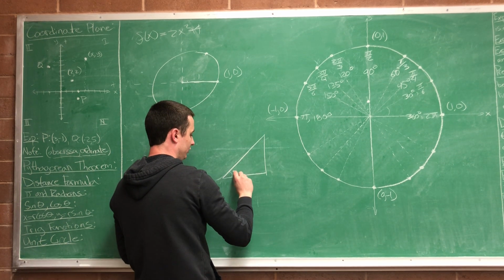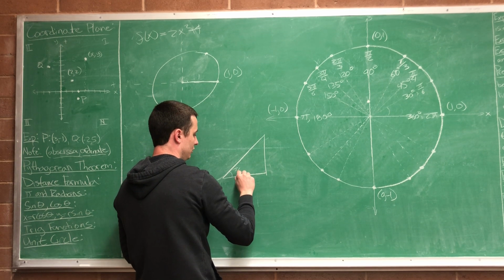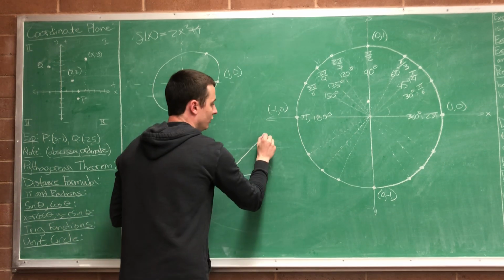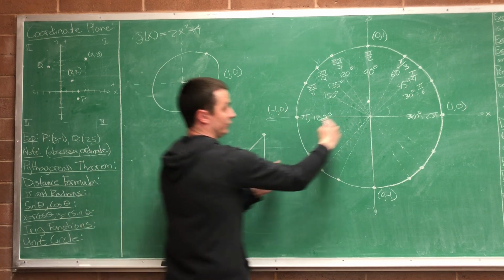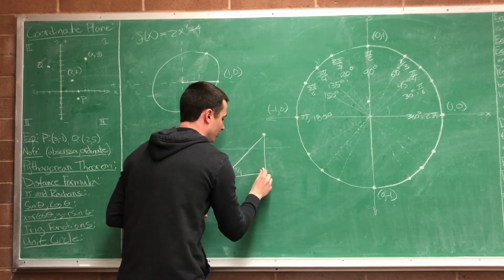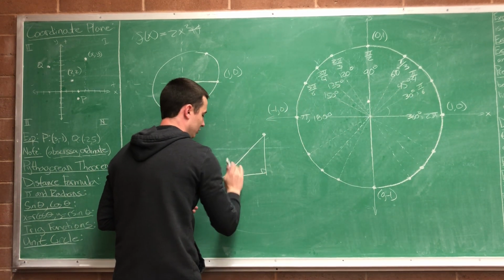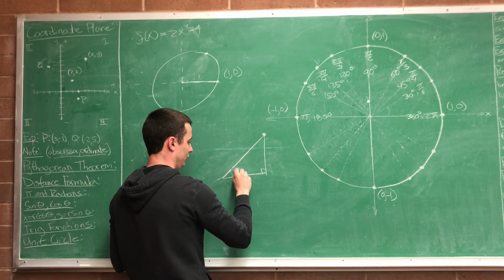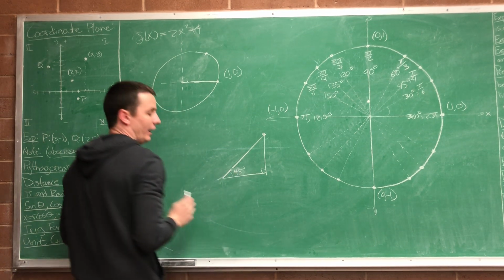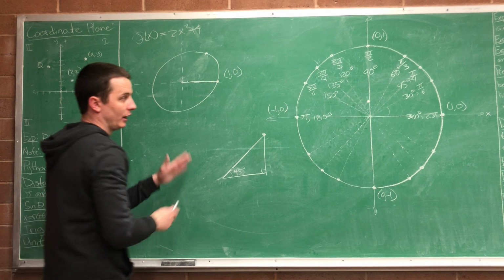So 45 degrees, or pi fourths, here. This is the coordinates that we're talking about. So this is this triangle moved right here. This is a right angle. Maybe do 45 degrees. You're going to be more comfortable with that. So let's stick with that for a second. Right? You understand the triangle I'm talking about?